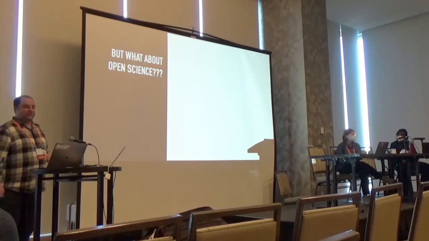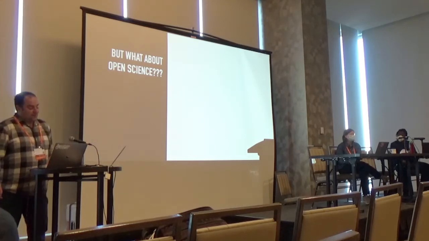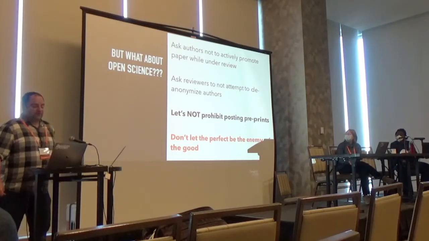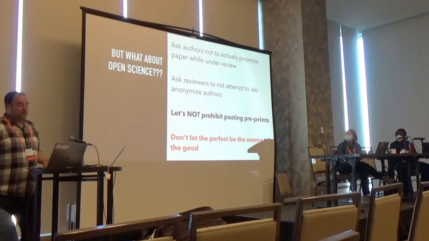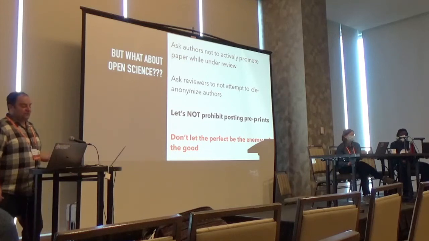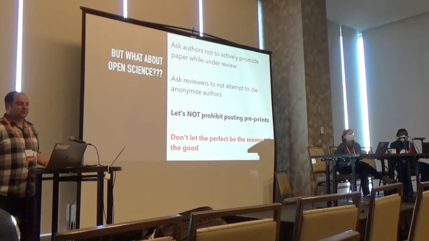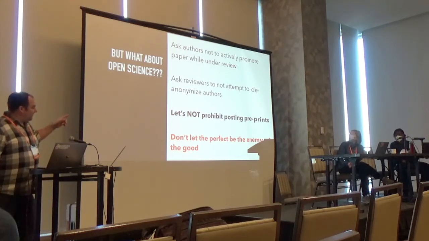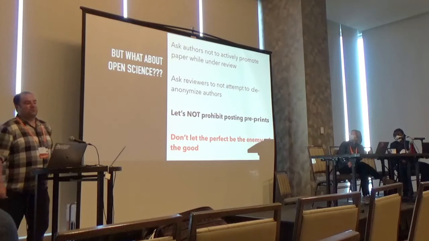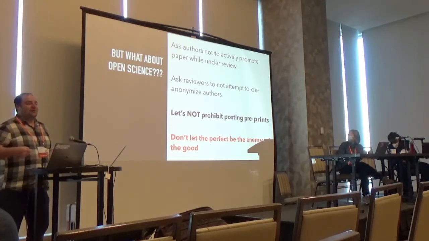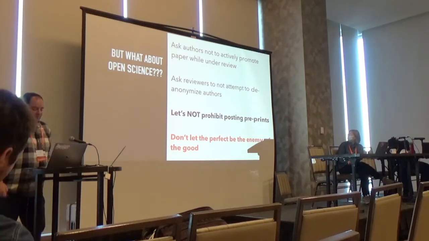What about open science? That's the next question that people usually ask. Well, obviously, that is something we have to think about, but I think it's another case of don't let the perfect be the enemy of the good. For example, we can ask authors to not actively promote papers while under review, and we can ask reviewers to not attempt to de-anonymize authors. Just don't Google the title. That is okay. And I would also argue that we should not be prohibiting posting preprints because we want to enable open science. So I think we can manage this, and we can have a little bit of faith in our reviewers and in our authors.